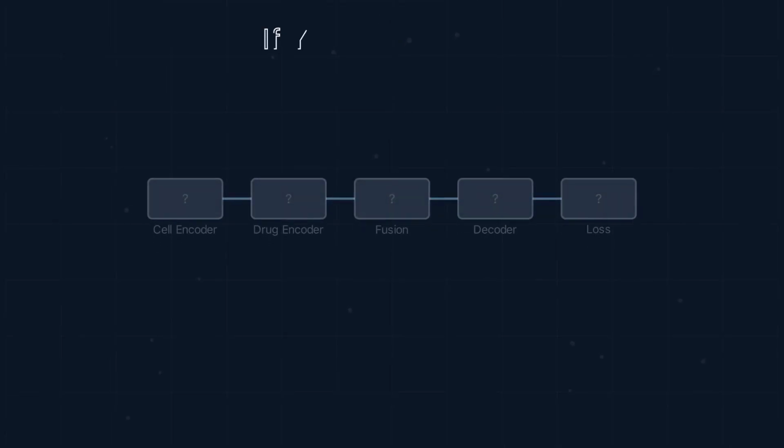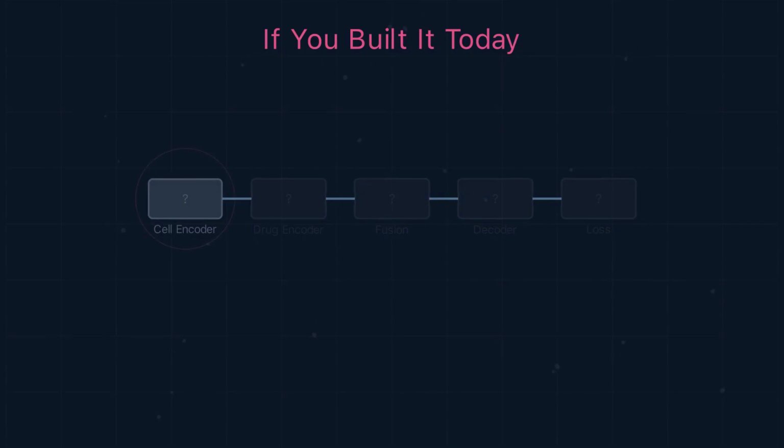If you built a drug response model today, with access to everything available in 2026, every single box in this pipeline would change. The cell encoder becomes a foundation model. SCGPT or GeneFormer, pre-trained on 33 million cells. No more building graphs from scratch. The model already understands cell identity.